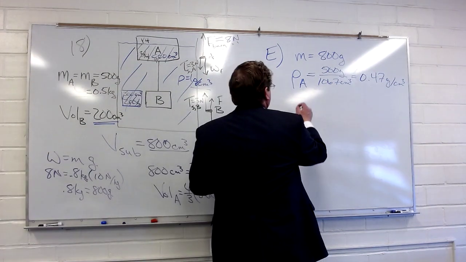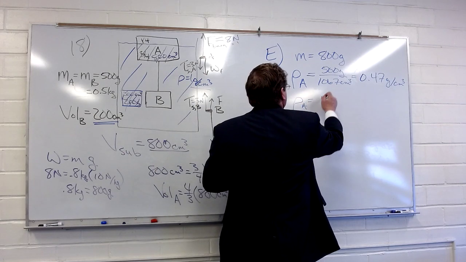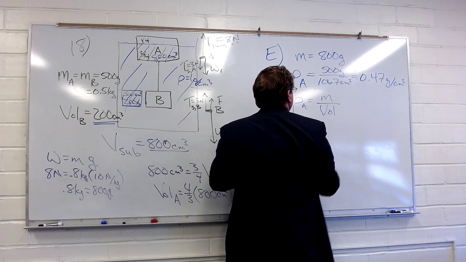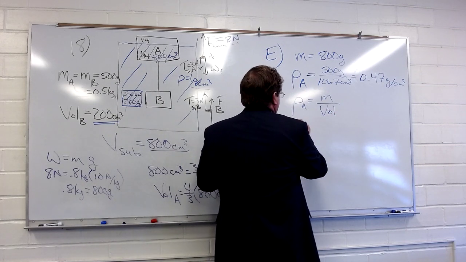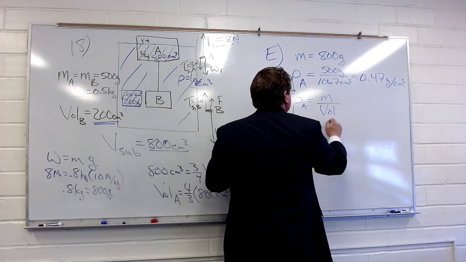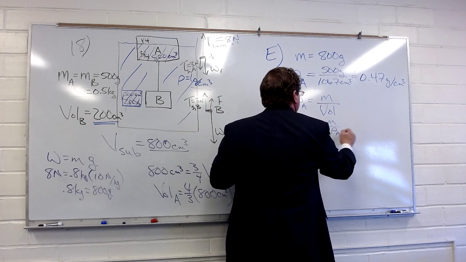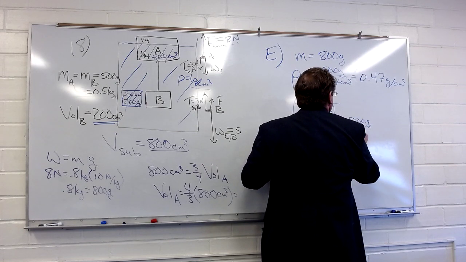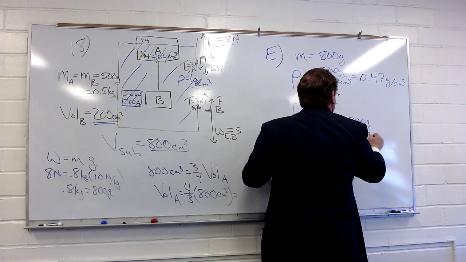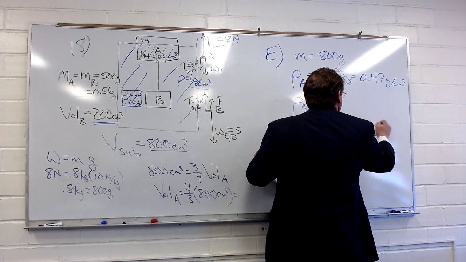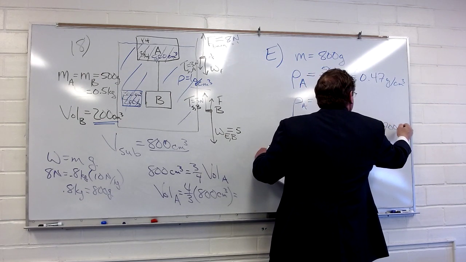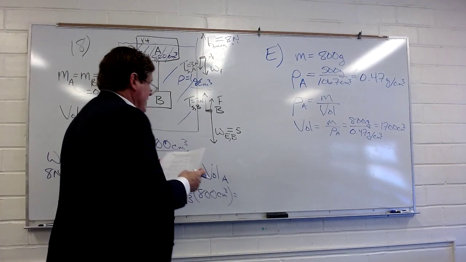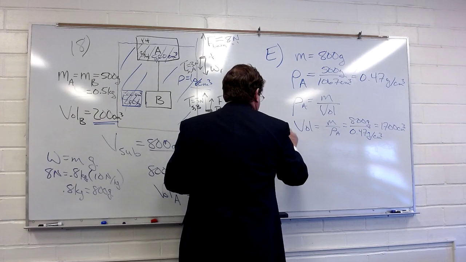And I know that the density of A is going to equal the mass of anything made of A divided by the volume of anything made of A. And that means that the volume is going to be the mass divided by the density. That's going to be 800 grams divided by 0.47 gram per centimeter cubed, and that's going to give me 1,700 centimeter cubed. Okay, now, part F.